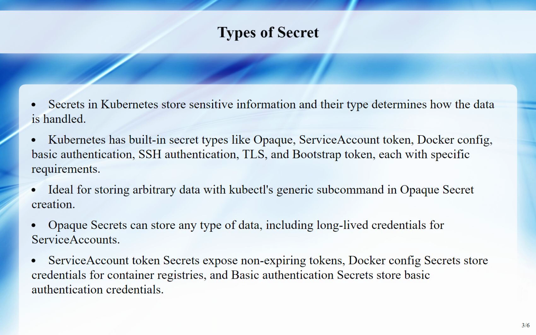Docker config secrets are used to store credentials for accessing a container image registry. Docker config secrets support two types, Docker CFG and Docker config JSON. These secrets must be created with the appropriate type and contain the necessary data in a base 64 encoded format.